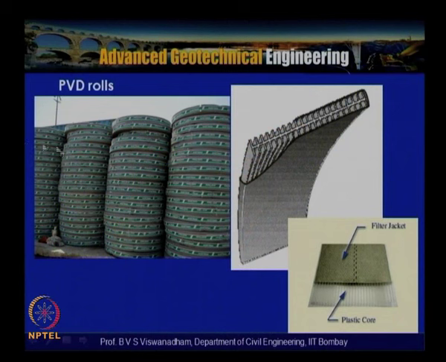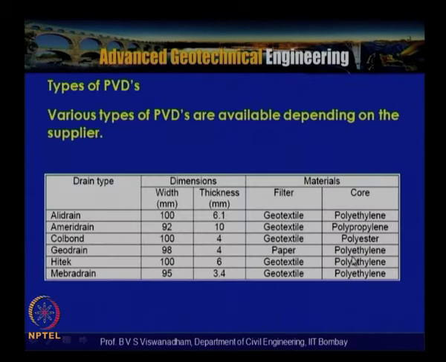So these are the PVD rolls which are actually displayed here. This comes in a number of certain roll lengths, and this is the core. Different manufacturers have different core styles, and this is the jacket, which is the filter jacket, what is called, which is actually made of nonwoven geotextile. And these are the types of PVDs.